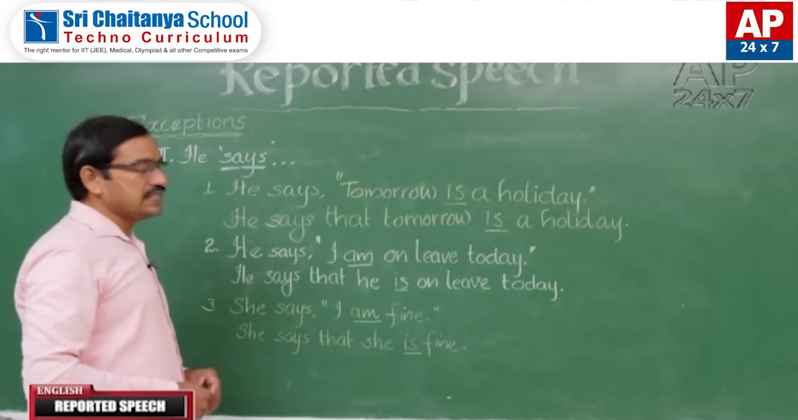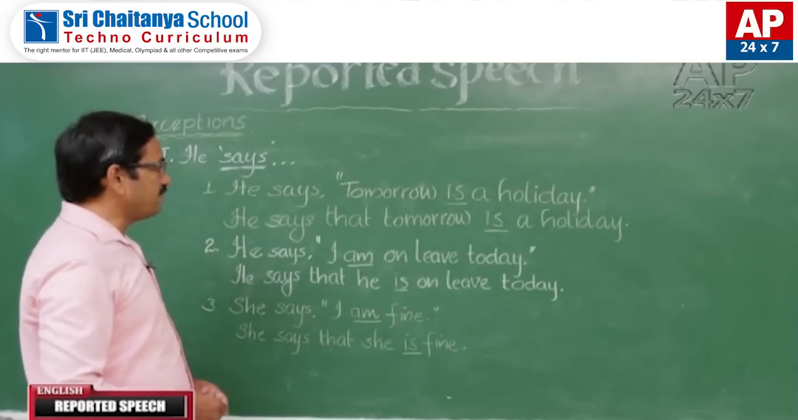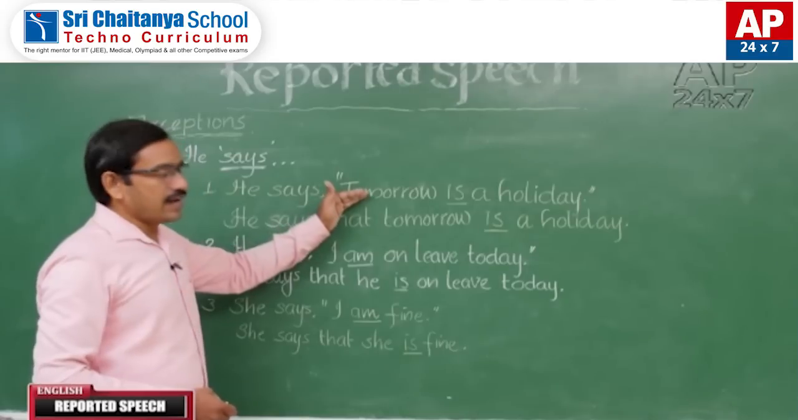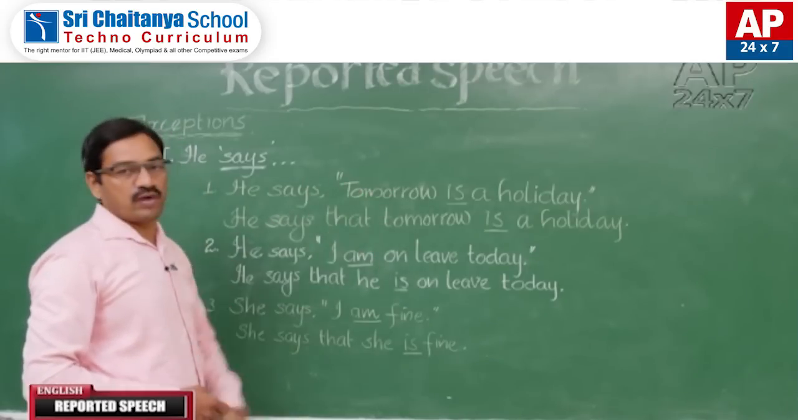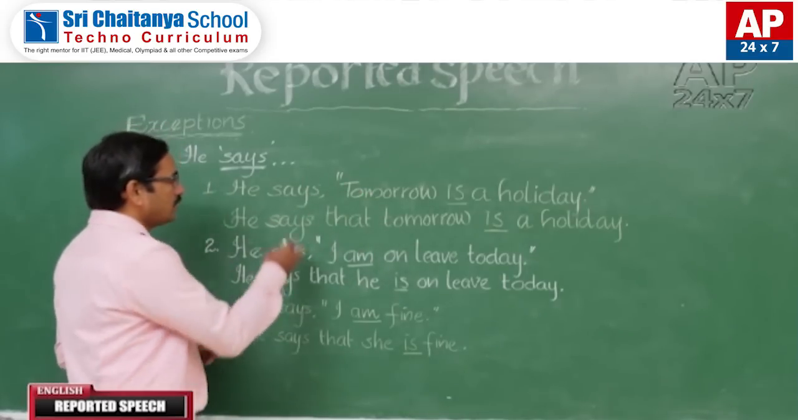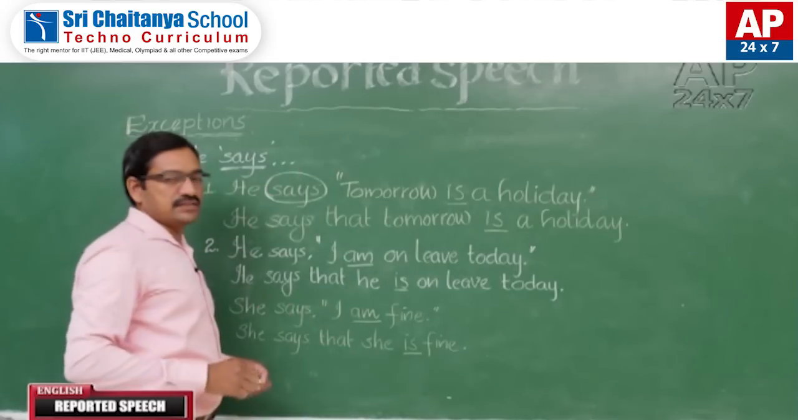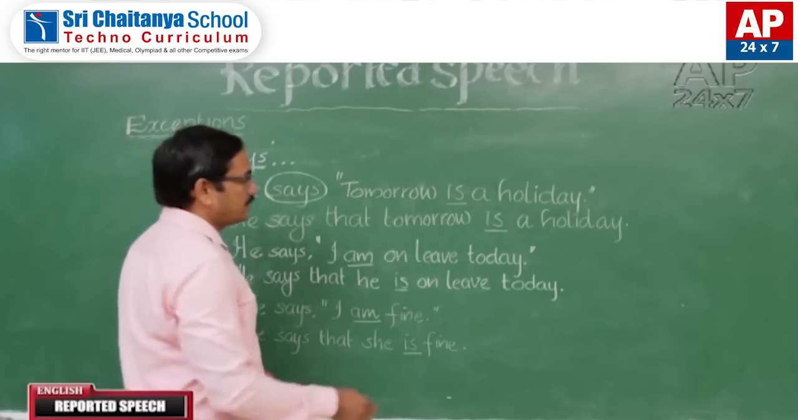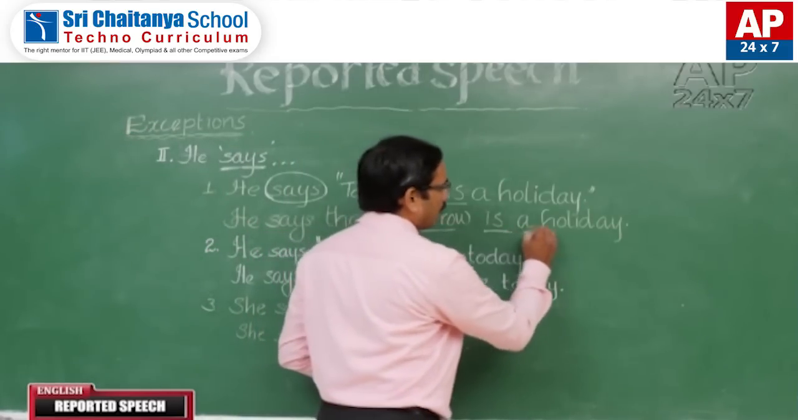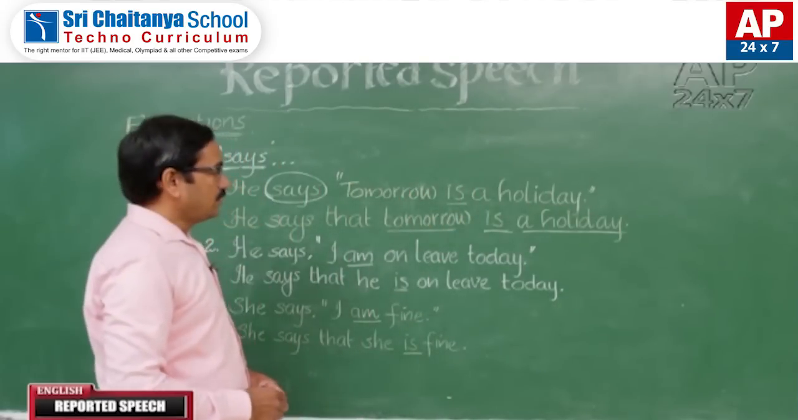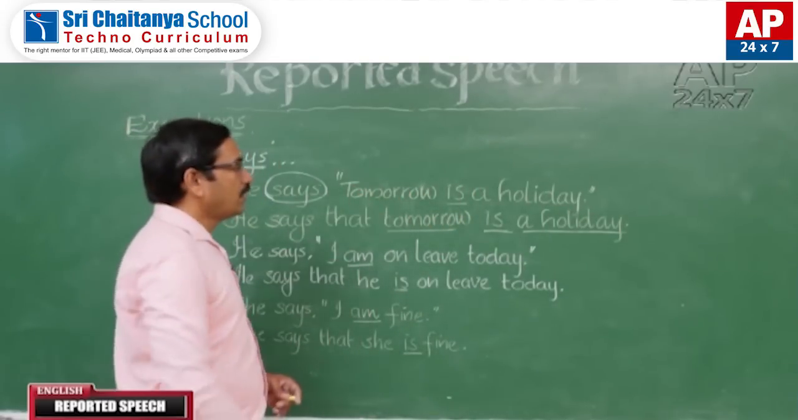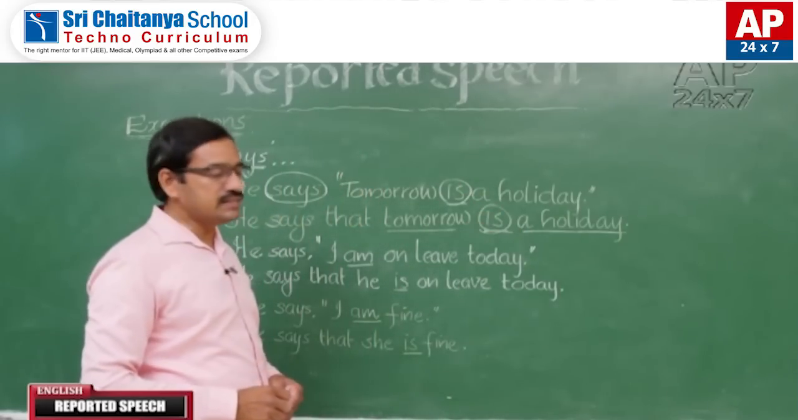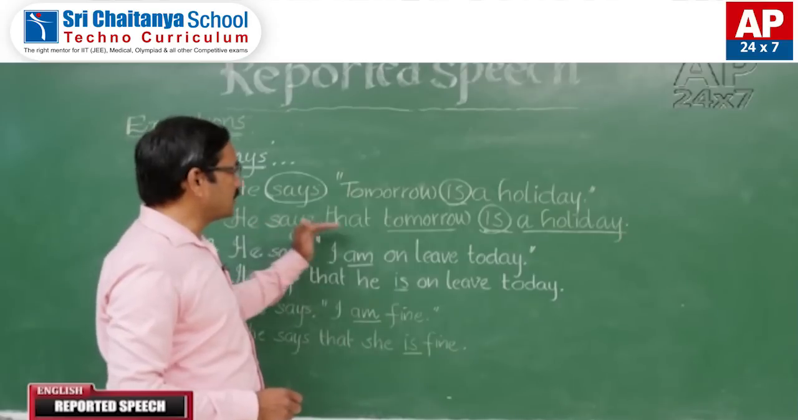He says, tomorrow is a holiday. If the reporting verb were, if he said, this answer is going to be, tomorrow, the next day was a holiday, but here now the reporting verb is in the present form, he says. So, let us see how we change. The answer is, he says that tomorrow is a holiday. We have not changed anything. Here tomorrow remains as tomorrow, and the present tense we have retained in the indirect speech. He says that tomorrow is a holiday.